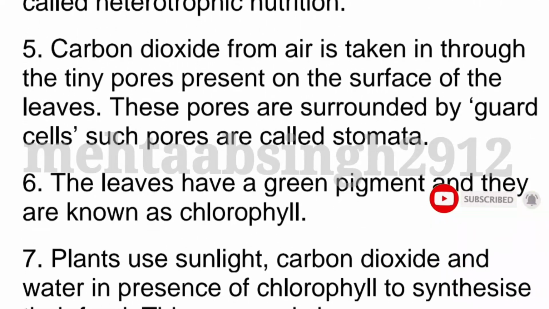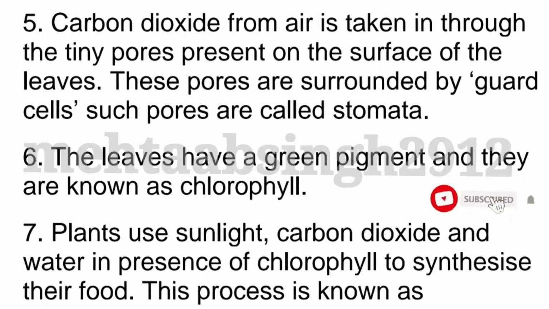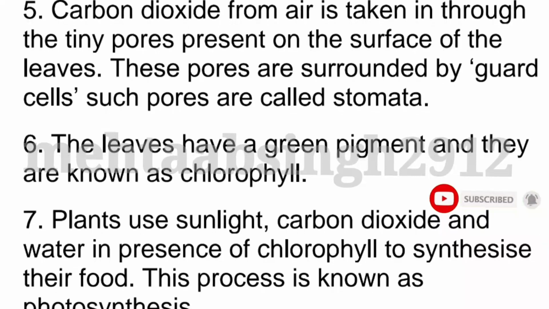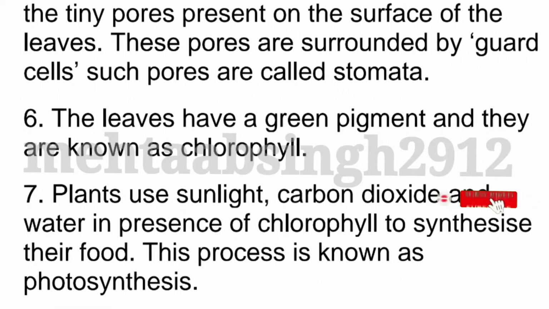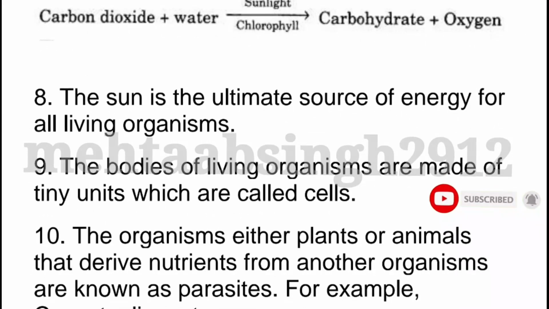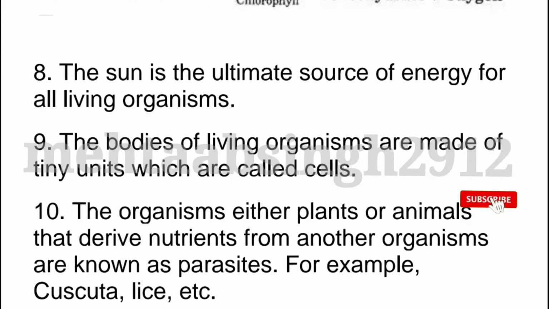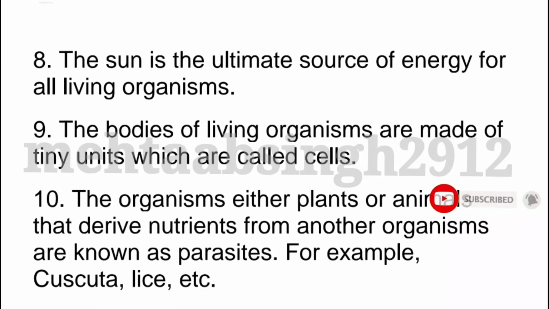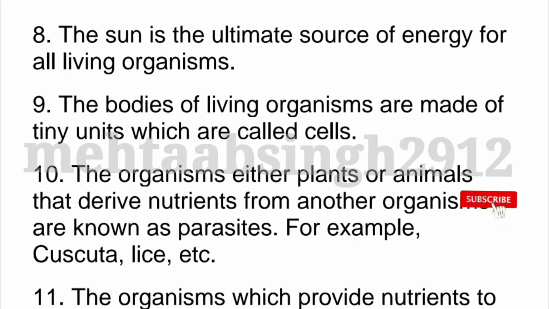Seventh, plants use sunlight, carbon dioxide and water in presence of chlorophyll to synthesize their food. This process is known as photosynthesis. Reaction: carbon dioxide plus water, in the presence of sunlight and chlorophyll, gives carbohydrates plus oxygen. Eighth, the sun is the ultimate source of energy for all living organisms.